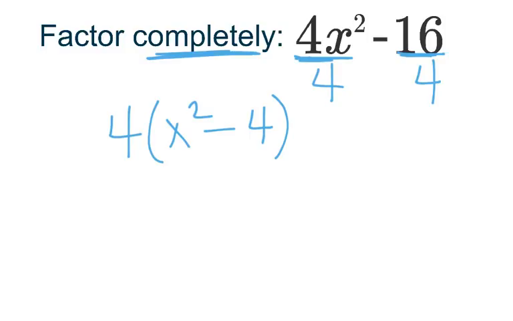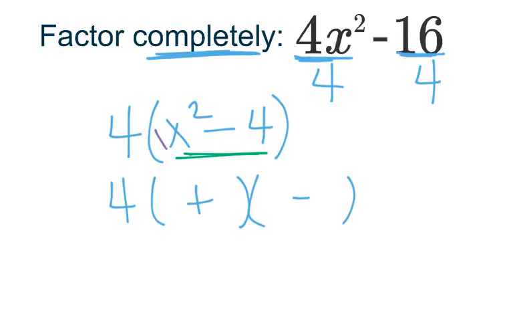Now all of a sudden I notice this is a special type of binomial. That's another dots binomial. So I'm going to go ahead and keep that 4. And I know I'm going to go into two more binomials, 1 plus 1 minus. And I have to take my two square roots. So the square root of x squared is x. And the square root of 4 is 2. So now I have completely factored that binomial.